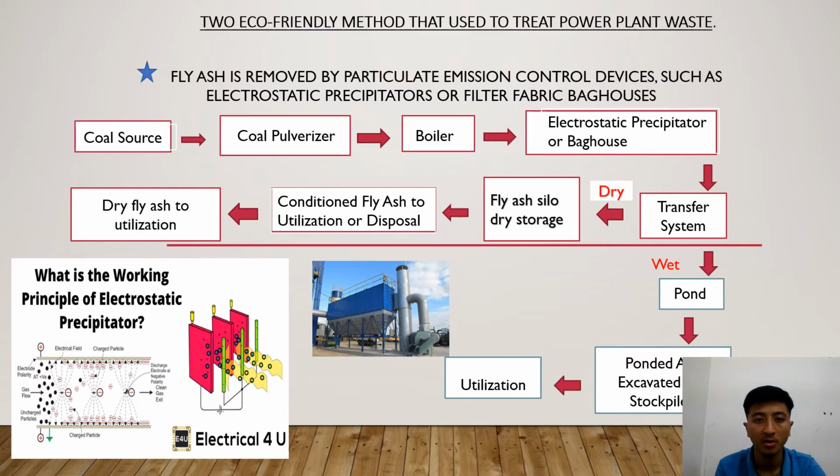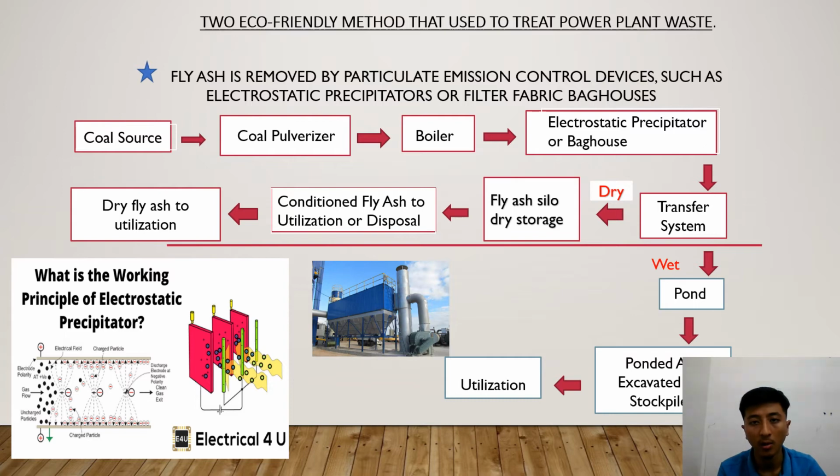So I will continue about the eco-friendly method used to treat power plant waste. I chose fly ash. So what is fly ash? Fly ash is removed by a particulate emission control device such as an electrostatic precipitator or fabric filter baghouse.